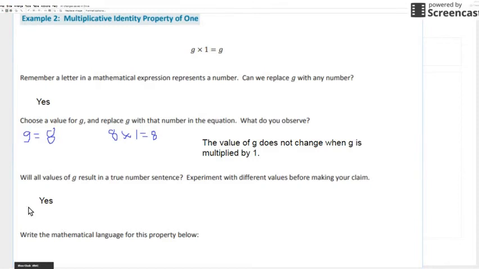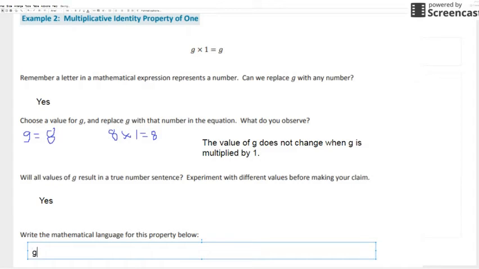All right, and the last part, just like before, says write the mathematical language of this property. So once again, in mathematical language, G times 1 equals G. This is called the multiplicative identity property of 1. This is a property that you're going to have to know and be able to identify. And of course, what does this mean? This means that any number multiplied by 1 equals itself.